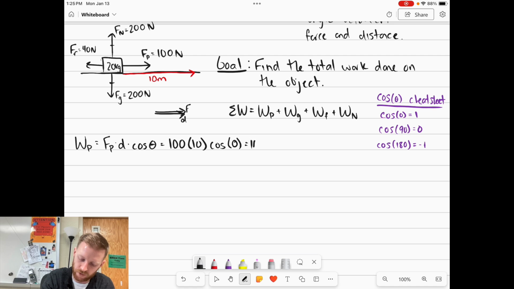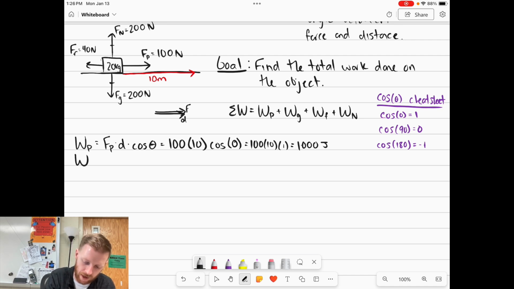Because cosine of 0 is 1, I have 100 times 10 times 1, which gets me a whopping 1,000 somethings. And we measure work in something called joules. So I have 1,000 joules of work done here by the pushing force. Now let's figure out the other one.